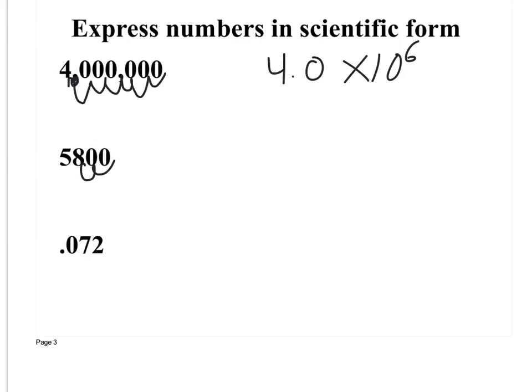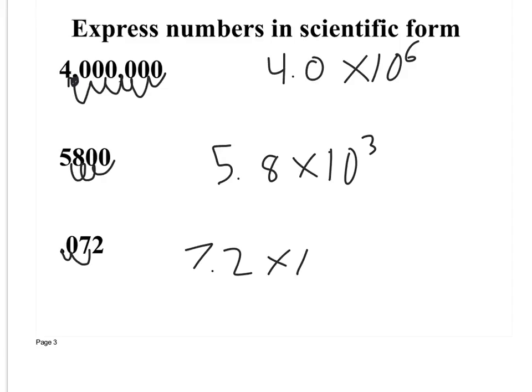5,800, I had to move the decimal 3 times to get it between 5 and 8. So times 10 to the third. Here, 0.072, I'm making a small number larger, so I got to have a negative exponent, since I'm going to the right instead of left. I'm going to make this 7.2 times 10 to the negative 2. Now I had to move it 2 places, but I moved it 2 to the right. And I made a small number larger, so it's got to be a negative exponent. Okay. Any questions?